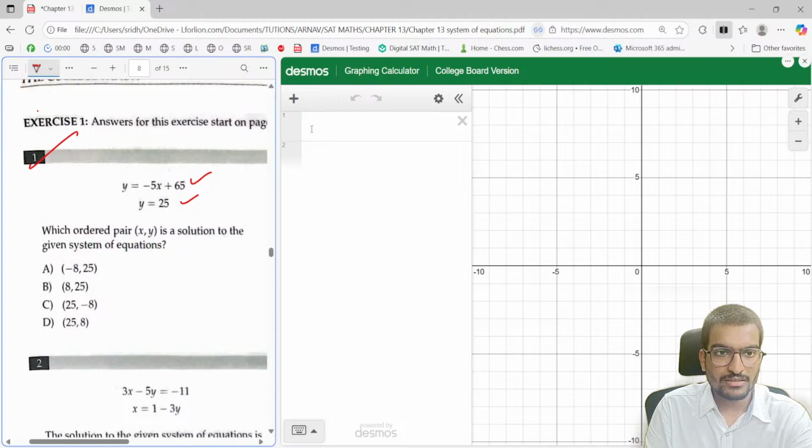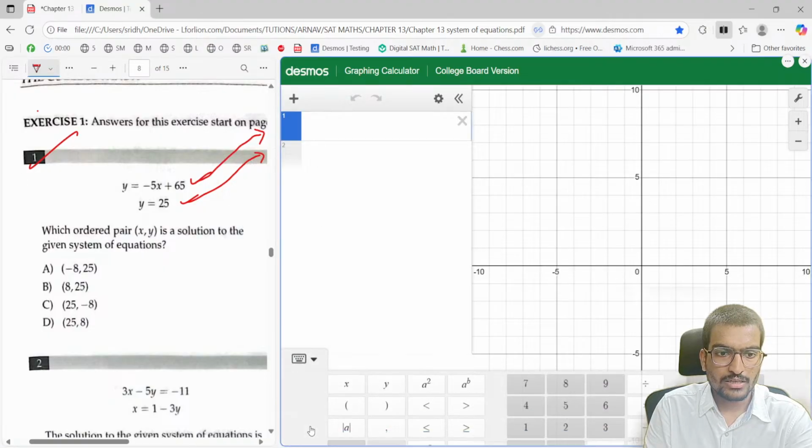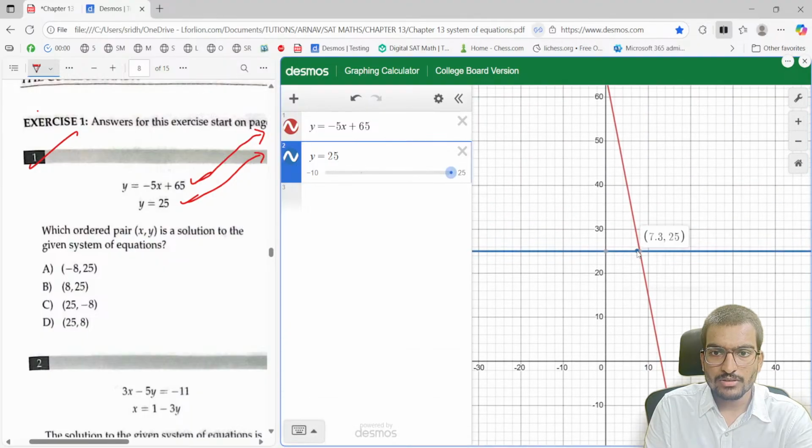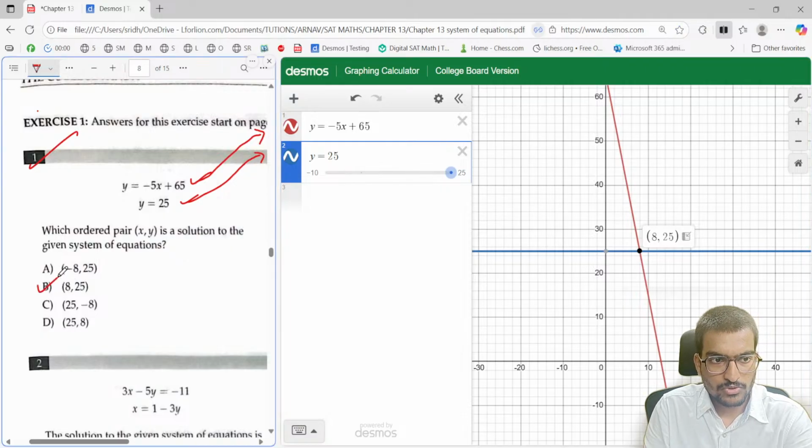That's what they're asking. So what I do, I simply input this first equation into DESMOS and the second as well. Let's see what I get. I get y equals negative 5x plus 65, and the second equation y equals 25, and just see where they are meeting. You can see clearly they are meeting at point 8 comma 25, which is option B. That's true.